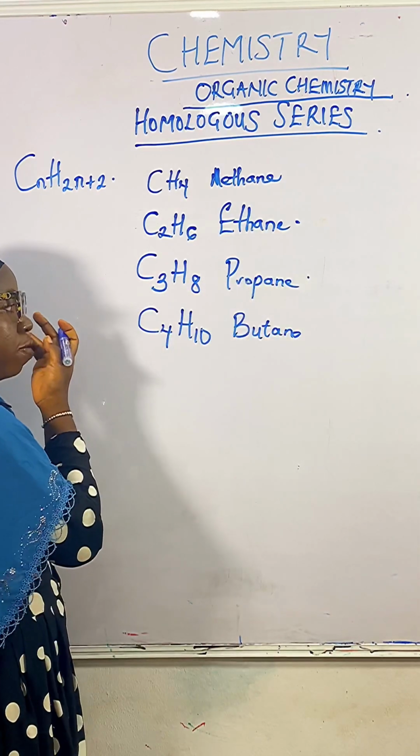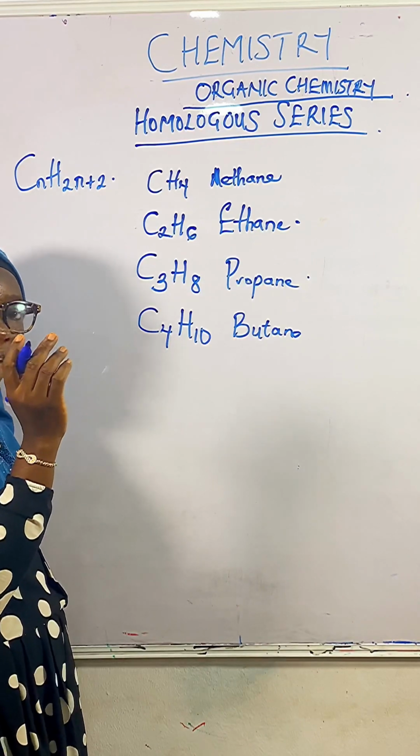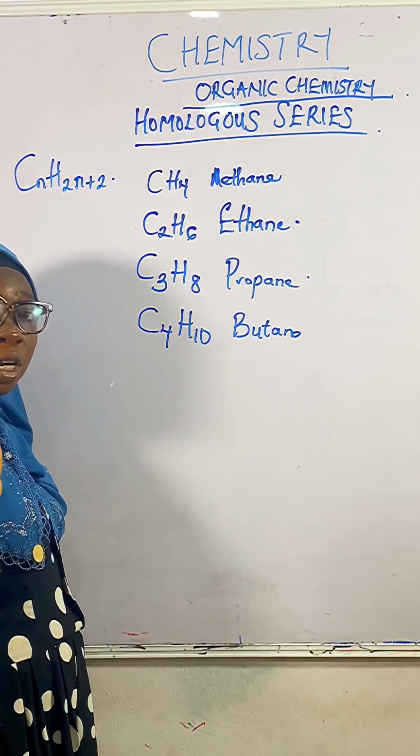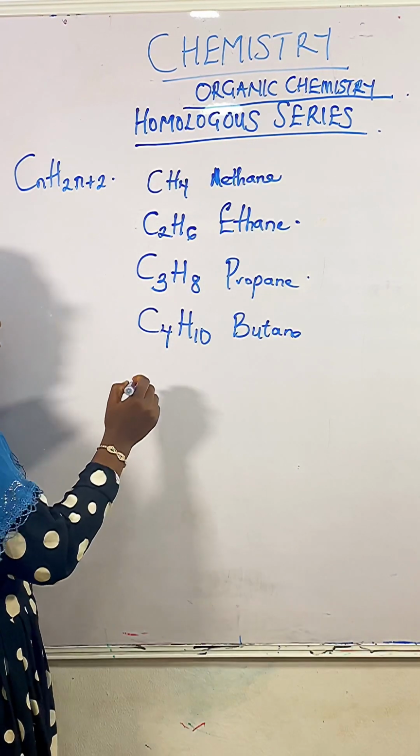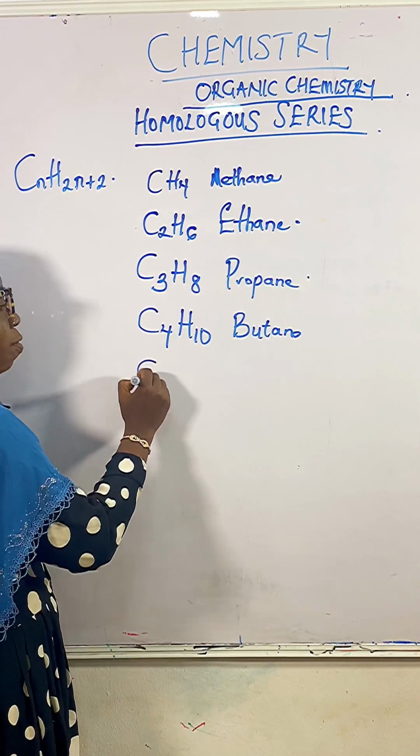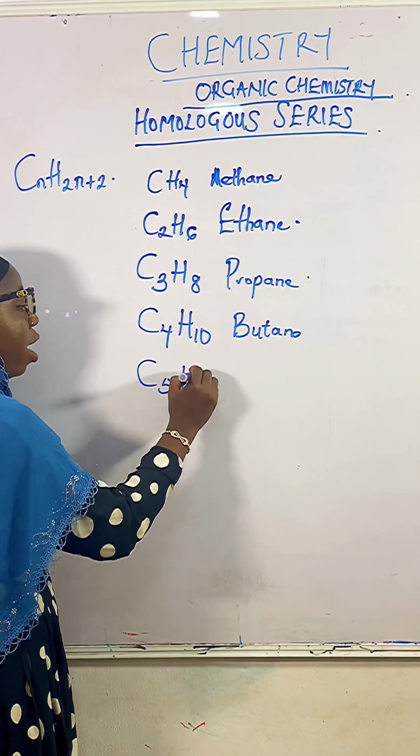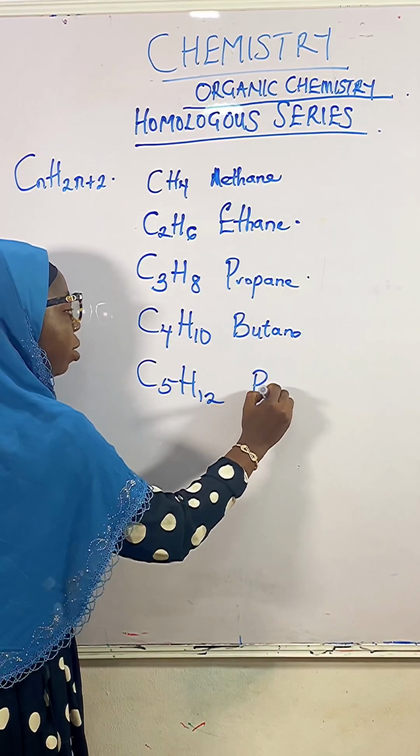Let's move on to the fifth one. The fifth one is called what? Pent, which is 5. Remember, I told you that if you have done polygons, you should be able to remember that pent is 5, which means we derive it from pentane. C5, 2 times 5, 10, plus 2, 12. H12. That is pentane.